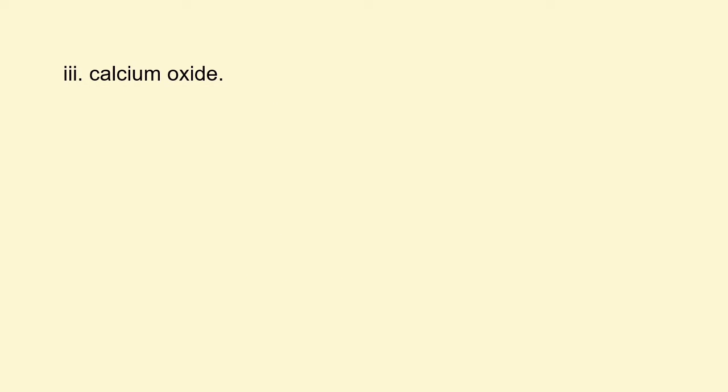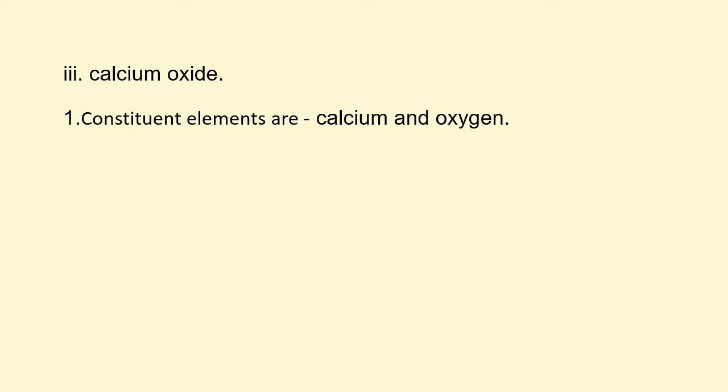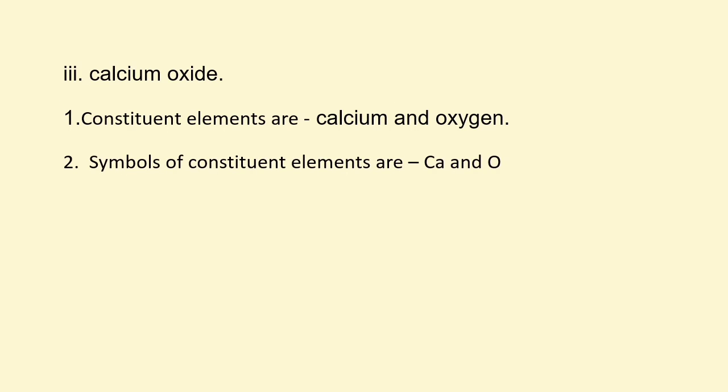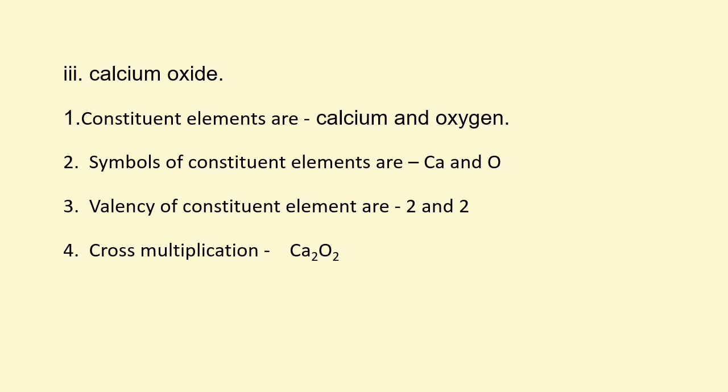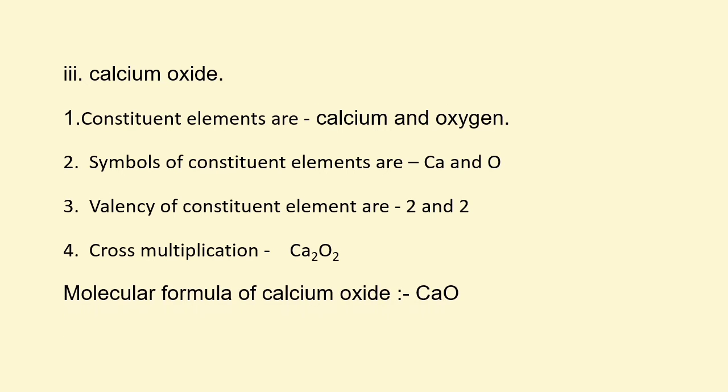For third compound, calcium oxide, first step is constituent elements are calcium and oxygen. Second step, write down symbols of constituent elements which are calcium and oxygen. Third step, write down valency of constituent elements which are 2 and 2. With the help of cross multiplication, we can write down Ca2O2. That means the molecular formula of calcium oxide is CaO.